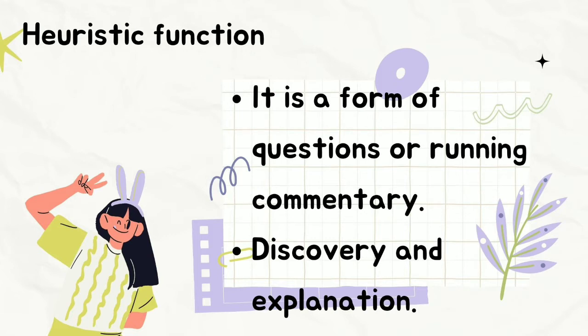The fifth one is heuristic. The heuristic function is used to learn and explore the environment; the child uses language to learn. This may be question and answer or the kind of running commentary that frequently accompanies children's play, to explore and gain knowledge of the environment. And it can be used in a classroom by having students ask teachers how something works or explain their ideas in a Q&A format.